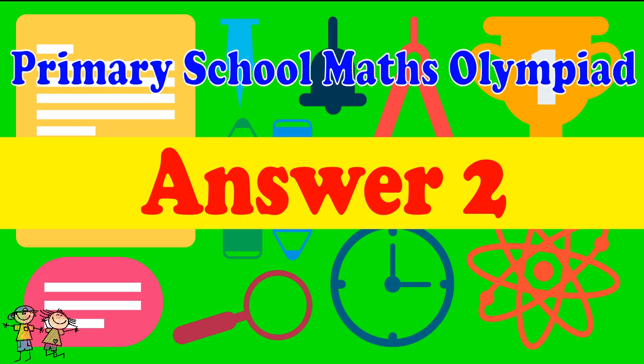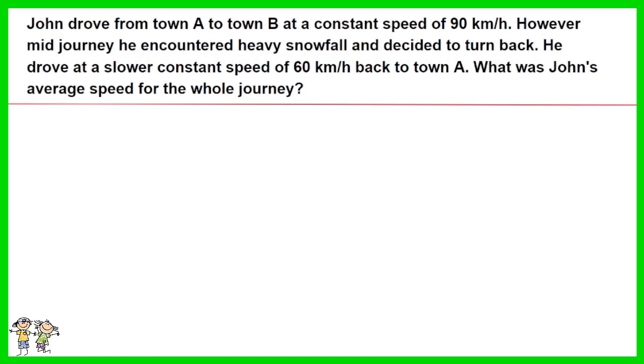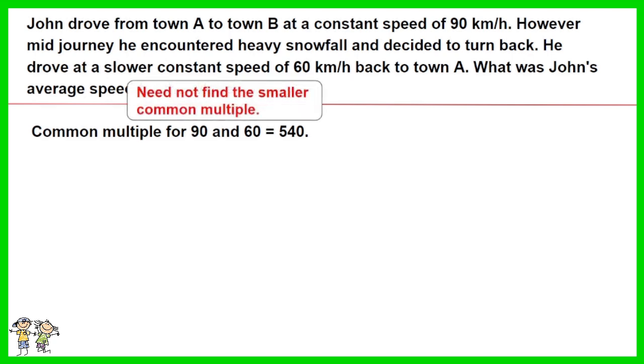Answer for question 2. Let's find the common multiple for the two speeds John was traveling, which is 90 km per hour and 60 km per hour. The obvious one is 540. Please note that you do not need to find the smaller common multiple for the two numbers. Choose the obvious one, that is easy to use later.